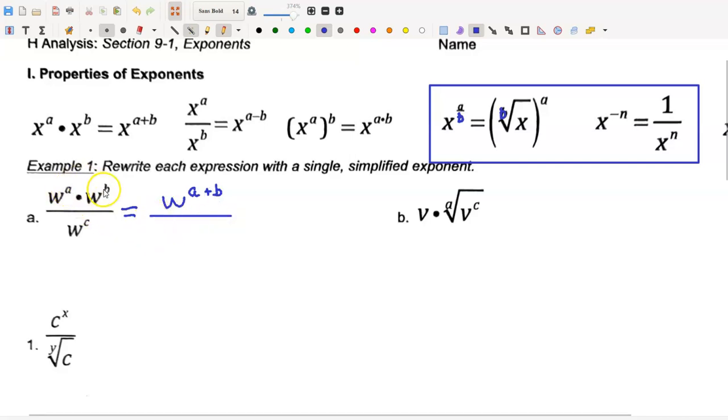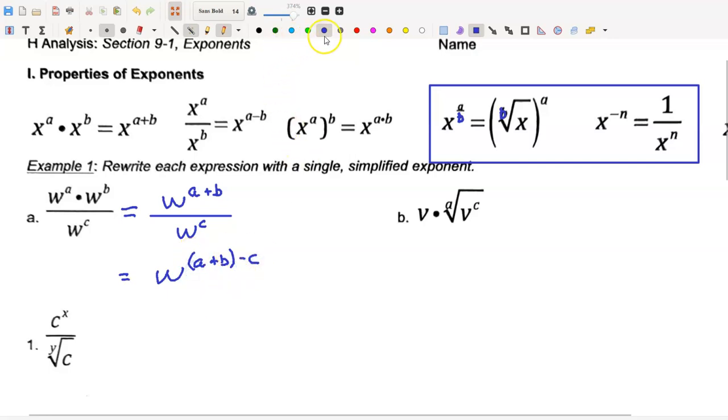There's 5 here and 7 here. You're just adding them up. 5 plus 7. And then we got the bottom. And then finally, we can use the second rule for division here and subtract these exponents. So we can have w to the a plus b. And then from there, you would subtract what c is.